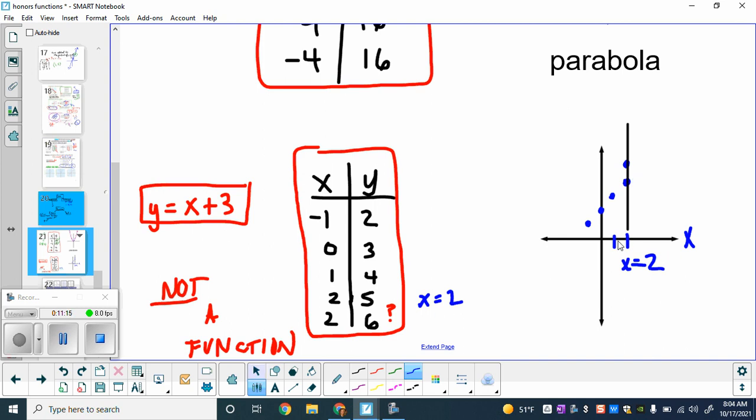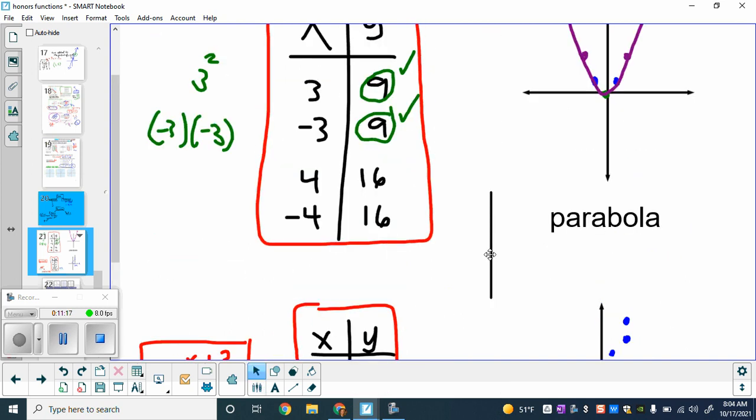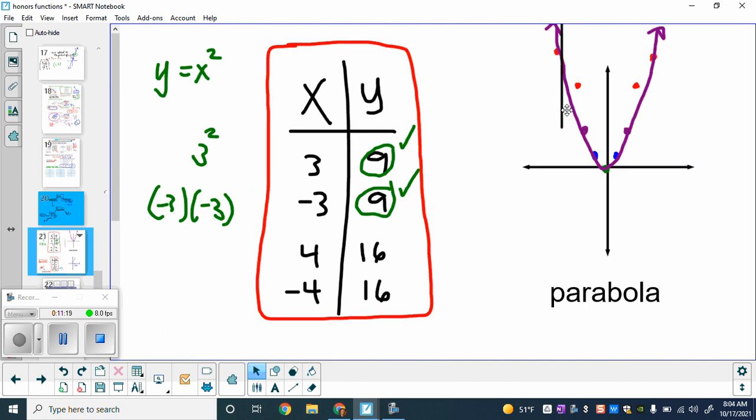Now if I want to take this vertical line and try it up here with the parabola, let me show you guys that it passes at any given point. It's only going to cross through my purple U one time, no matter where I put this thing. So this passes the vertical line test.